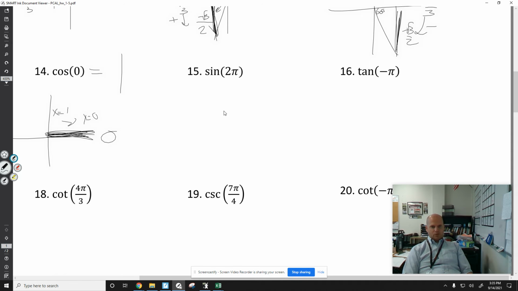Sine of 2 pi. Well, 2 pi, it's the same location as 0. Sines, up and downs, the verticals, I'm not going up or down at all. 0.